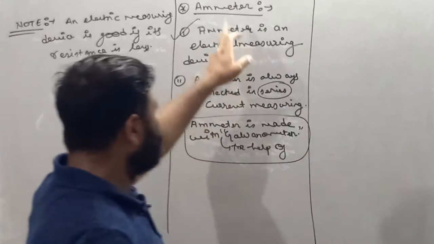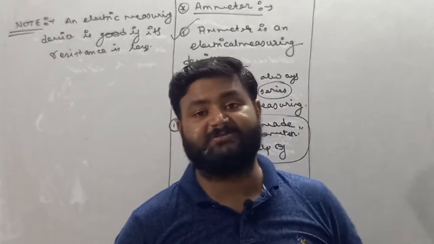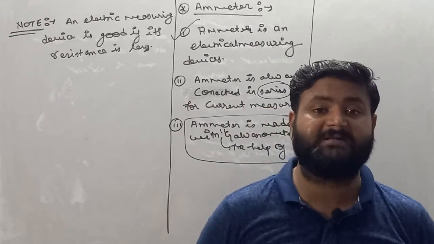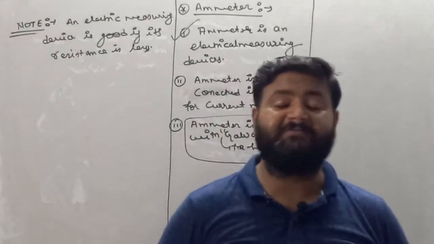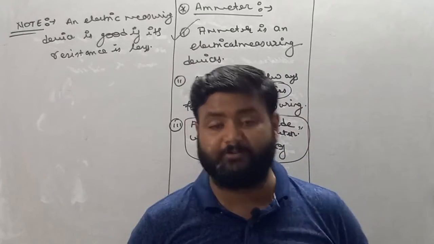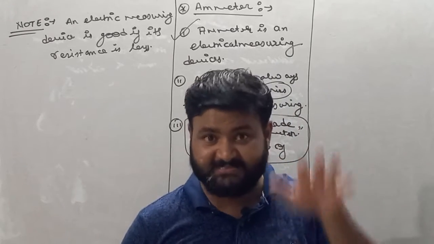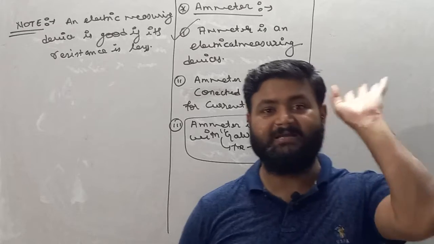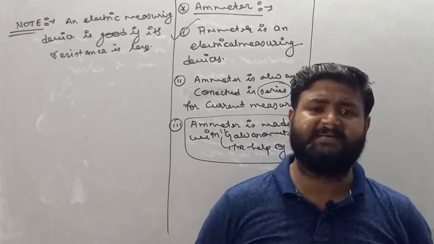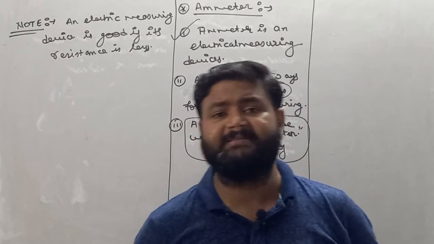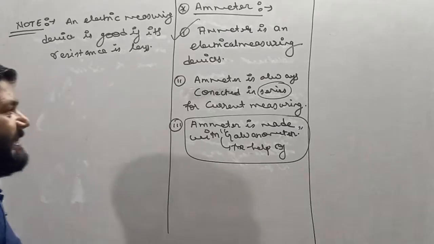If I am talking about ammeter, ammeter is an electrical device, my dear student. Ammeter also carries its own resistance. But if we are talking about a good ammeter, then its resistance must be less. Then only ammeter gives you an ideal reading, or we can say a correct reading, of how much current is flowing in the circuit.